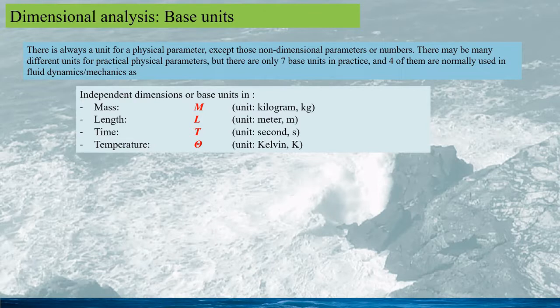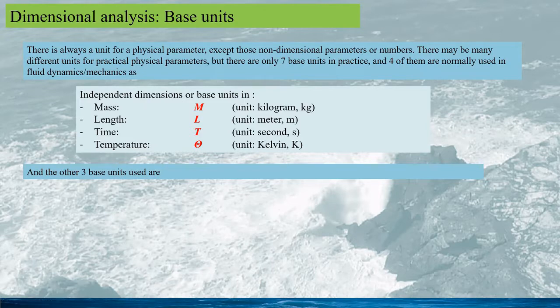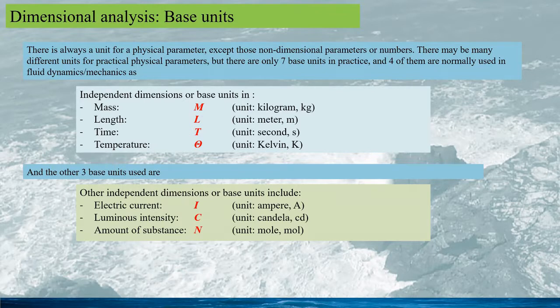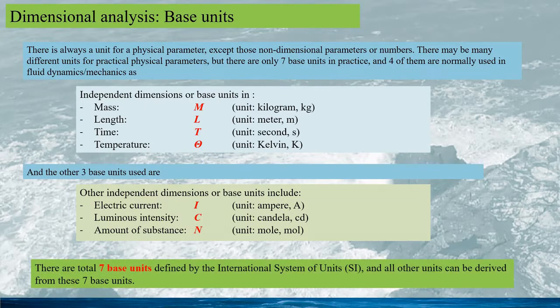These base units include mass, M, unit kg, length, L, unit meter, time, T, unit second, and temperature, theta, unit Kelvin. And we have 3 other base units used in different subjects, including the electrical current, I, unit ampere, the luminous intensity, C, unit candela, and the amount of substance, N, unit mole. These 7 base units are defined by the International System of Units, SI, and all other units can be derived from these 7 base units.